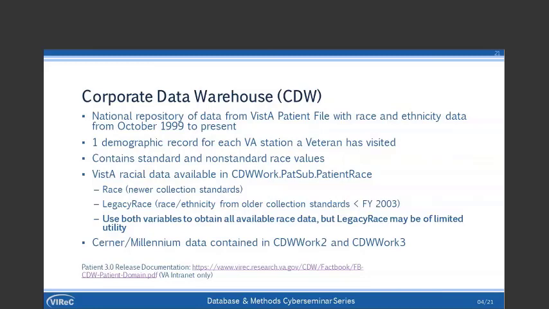And there are 2 variables for race. We have race, which contains the newer collection standards or the existing standards, and legacy race from the older collection standards prior to fiscal year 2003. You would use both of these variables to obtain all available race data, but the legacy race variable may be of limited utility. In addition, we do have data that are coming back to us that's entered in Cerner in the Millennium data, and this is contained in CDW VIReC 2 and CDW VIReC 3. So CDW VIReC 2 contains the Millennium data in the Millennium data model, and CDW VIReC 3 contains a combined data between Millennium and our current CDW data that's in our current CDW VIReC data model.